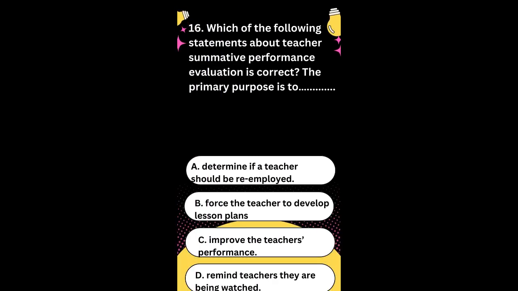16. Which of the following statements about teacher summative performance evaluation is correct? The primary purpose is to: A. Determine if a teacher should be re-employed. B. Force the teacher to develop lesson plans. C. Improve the teacher's performance. D. Remind teachers they are being watched.